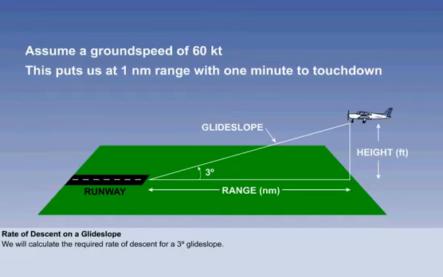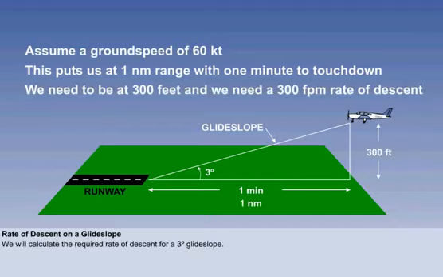60 knots is 1 mile a minute. So when we are 1 mile from touchdown, we are 1 minute from touchdown. On a 3-degree glide slope, what height do we need to be when we're 1 mile from touchdown? 300 feet. So, we have 1 minute to touchdown and we're at 300 feet. We need a rate of descent of 300 feet per minute.